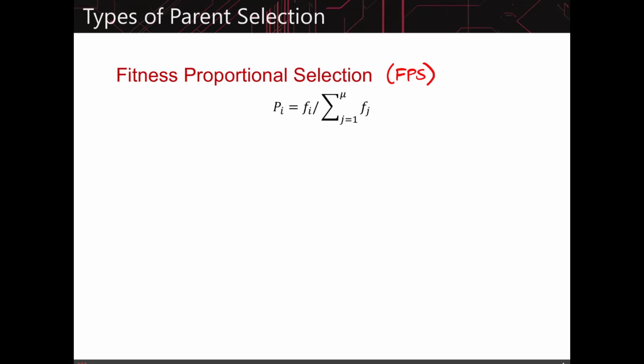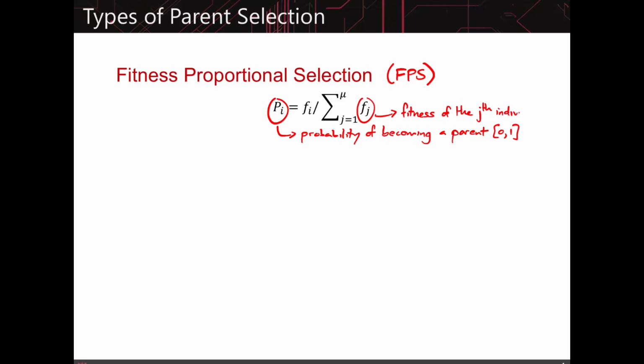The first type of parent selection is called fitness proportional selection, or FPS for short. Here's the equation that governs FPS. Let's identify what each of these variables means. P sub i stands for the probability of becoming a parent. This will be a number between 0 and 1. F sub i, or F sub j, is referring to the fitness of a given individual. In this particular case, this would be the fitness of the jth individual.